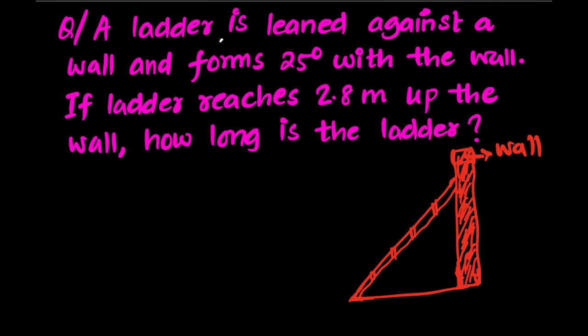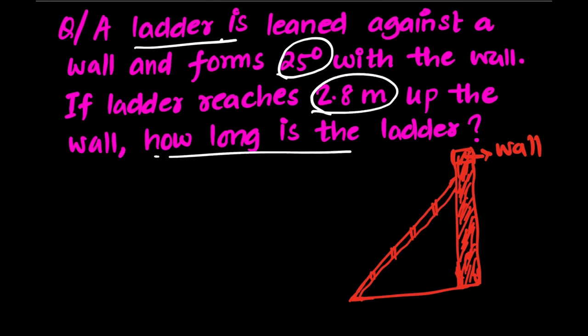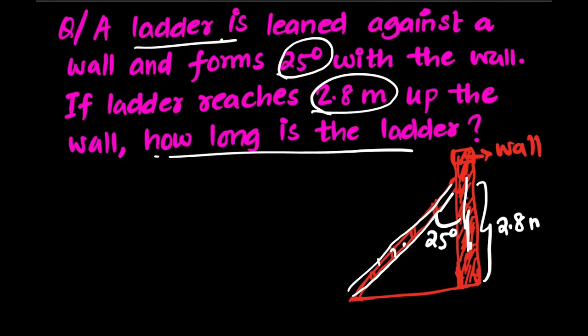Let's look at this another problem which says a ladder is leaned against a wall and forms 25 degree with the wall. If the ladder reaches 2.8 meter up the wall, how long is the ladder? So this is the wall and this ladder is leaned against this wall, and the angle formed by this ladder with the wall is 25 degree, and this ladder reaches 2.8 meter against the wall, and it's asking us to find what is the length of the ladder, and let's denote it by h.